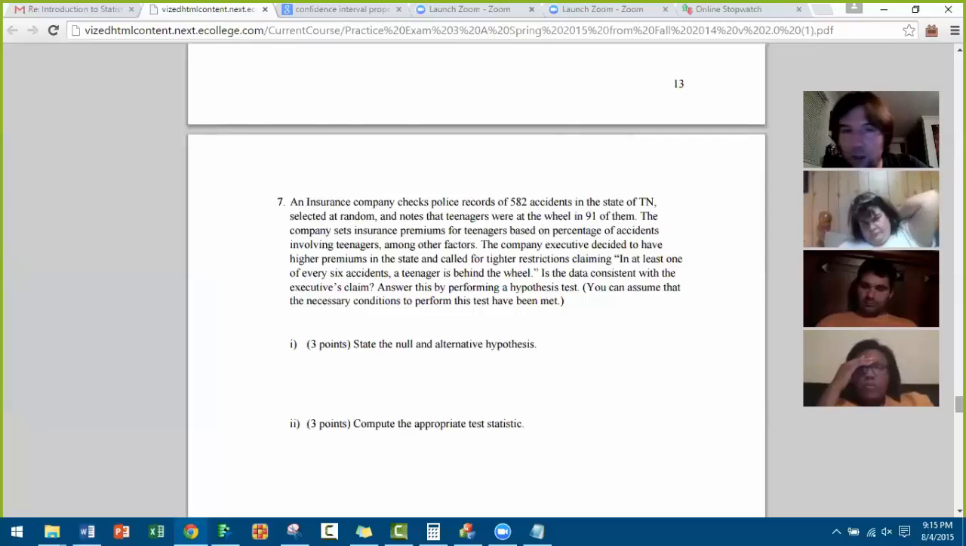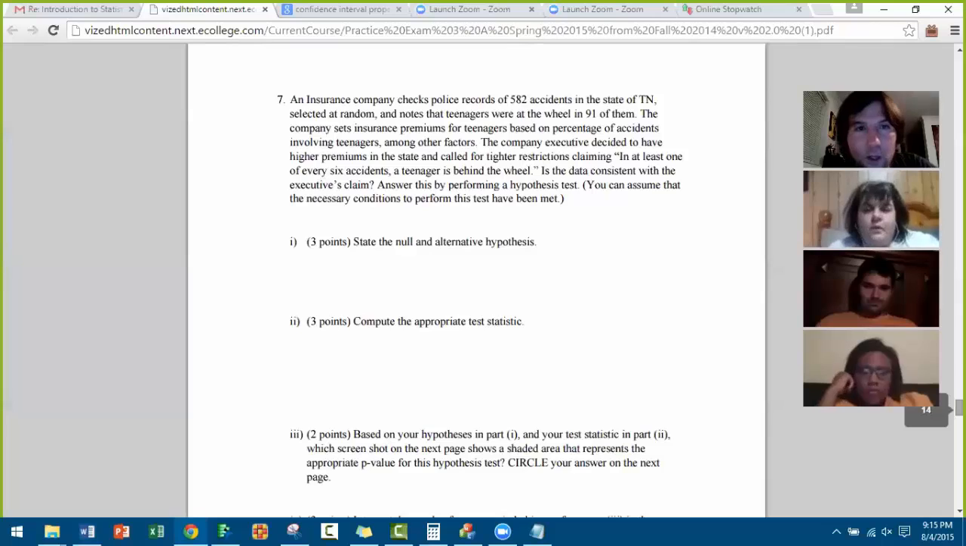State the null and the alternative. Well, what were they trying to think about in this problem? The company sets insurance premiums based on the percent of teenagers' accidents. The company executive decided to have higher premiums in the state and called for tighter restrictions, claiming at least 1 of every 6 accidents involves teenagers behind the wheel. Is the data consistent with the executive's claim? Answer this with a hypothesis test. So you're trying to see if there is evidence that there is a teenager at the wheel in at least 1 out of every 6.